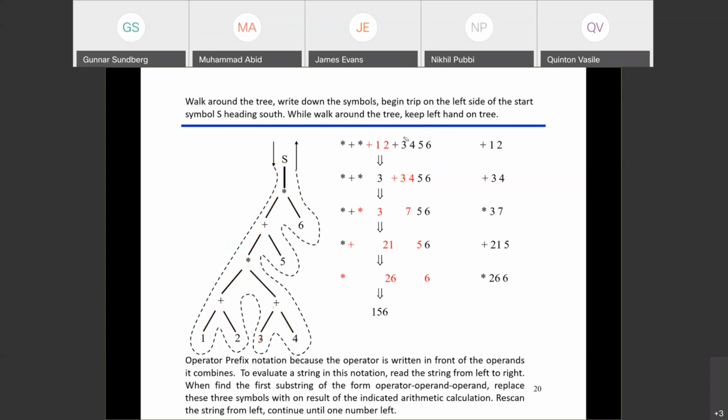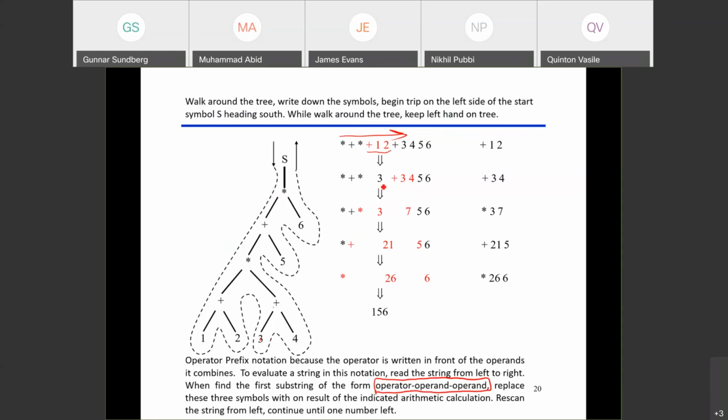So once you flatten your tree, every time your job is to scan from left to right and try to find this combination: operator, operand, operand. We find this one: operator, operand, operand. So we solve this. Plus 1 2 means you need to apply this operator on the following operands, so 1 and 2 should be added. So we have 3 here.